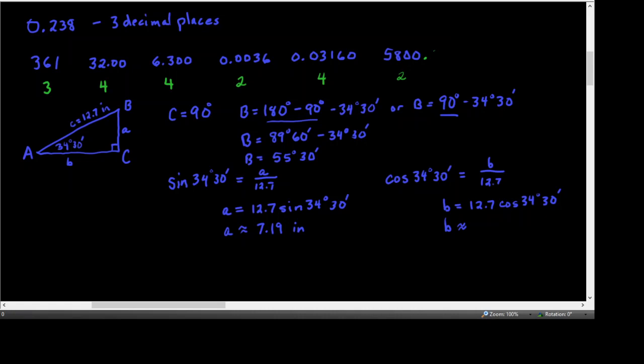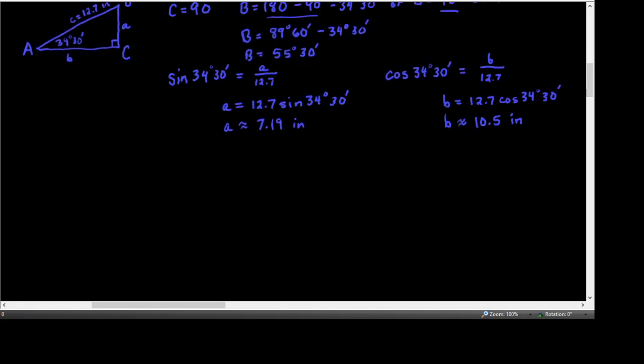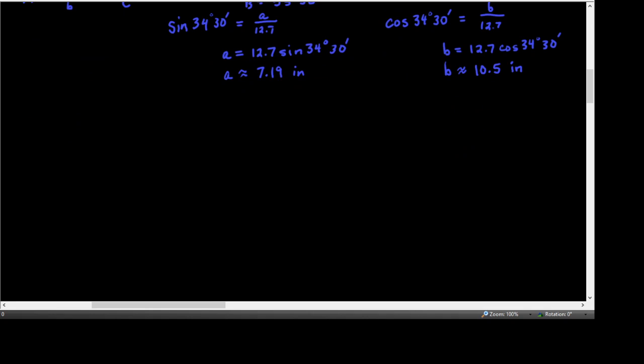Okay, so for this one, using 3 significant digits, the answer you get should be 10.5. And are we done? Oh, yeah, we have to write the units, and that would be in inches. All right, so that finishes our first example. All right, let's do another example.